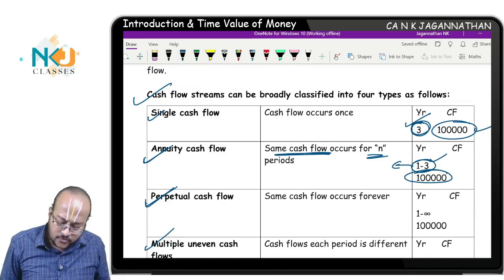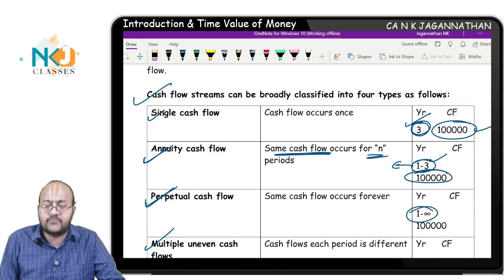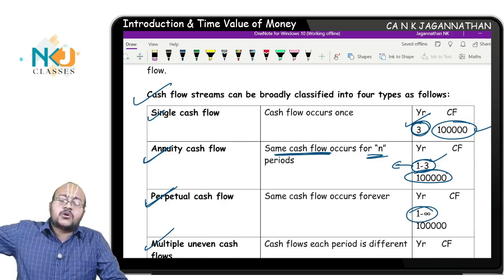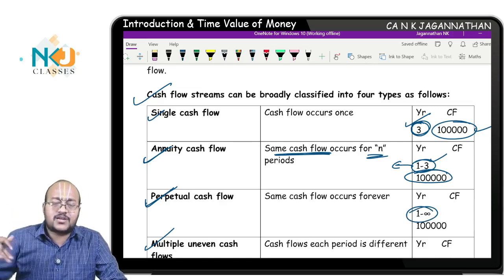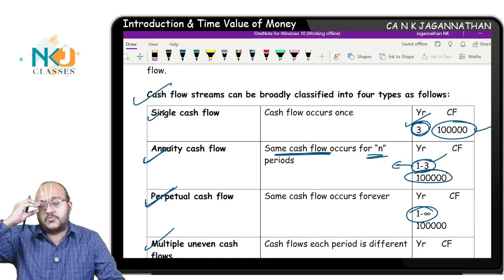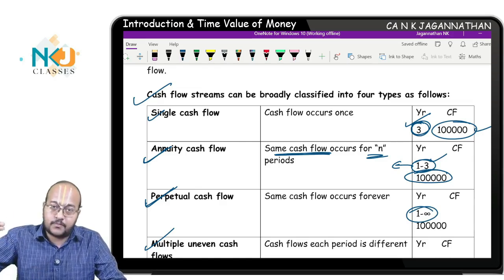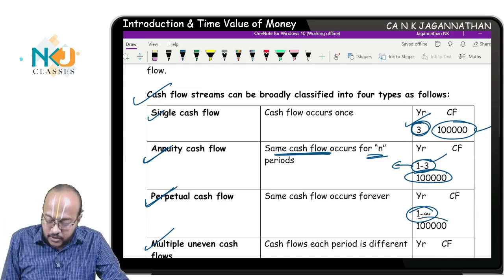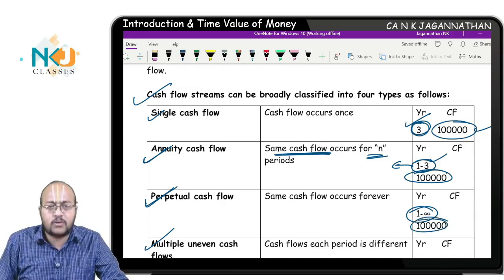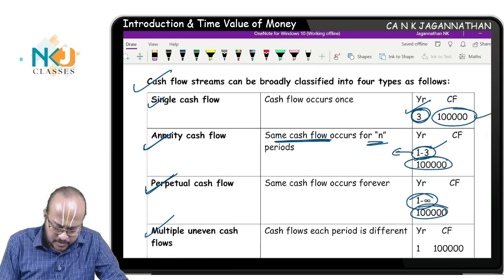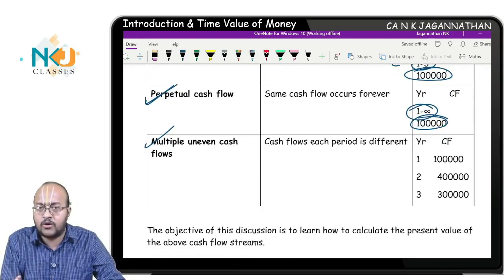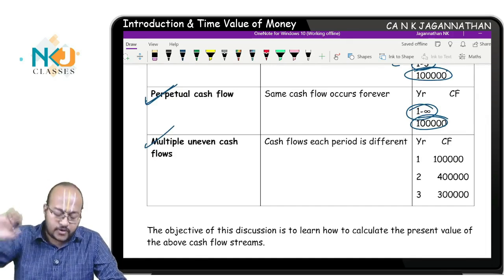Next, perpetual cash flow. Perpetual cash flow is nothing but, see, year 1 to infinity, which means from year 1 to infinity you are going to receive the same amount. It is something like a perpetual dividend, assume a company is paying. We assume the going concern, right? So from 1 to infinity you are going to receive the same amount of cash flow. Perpetual bonds are also there, like that. You can take it as an example. This is perpetual cash flow, same amount of cash flow. It will continue till infinity, right?